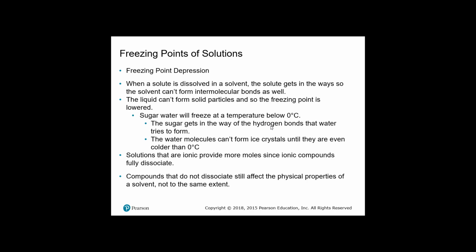Solutions that are ionic provide more moles, since ionic compounds fully dissociate. So what that means is that if you add sodium chloride, you've got a mole of sodium ions and a mole of chloride ions. So you've got 2 moles actually, and those are all in ionic form. So they're blocking the water from coming together. Compounds that do not dissociate still affect the physical properties of a solvent, but not to the same extent. So if you really want to block something, it's better to use something that's ionic, because you'll have more moles of it, because it'll dissociate, than something that will not dissociate, but will still do the same thing.